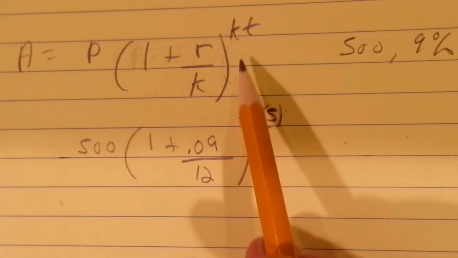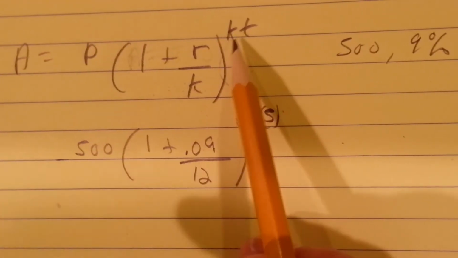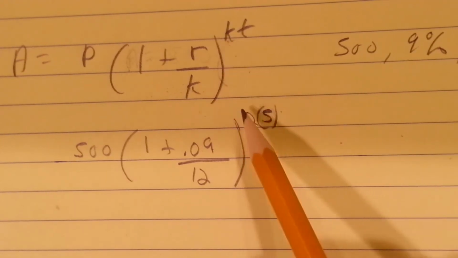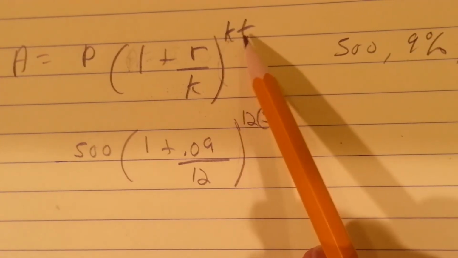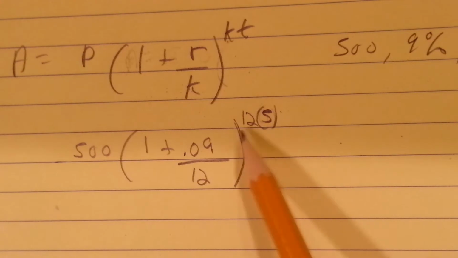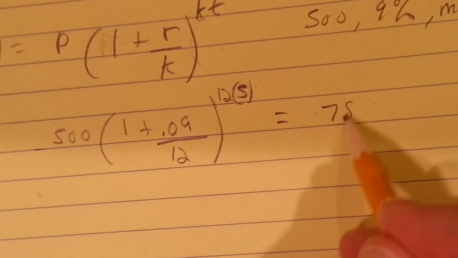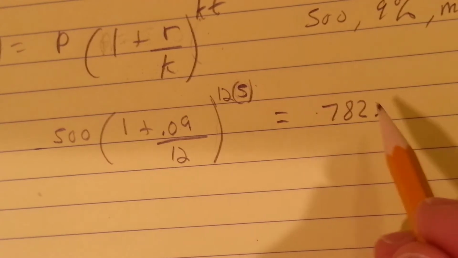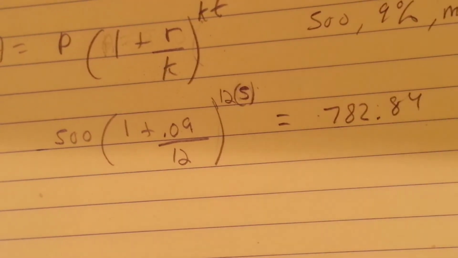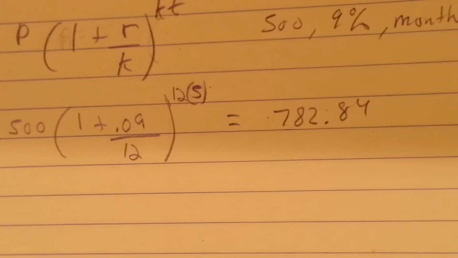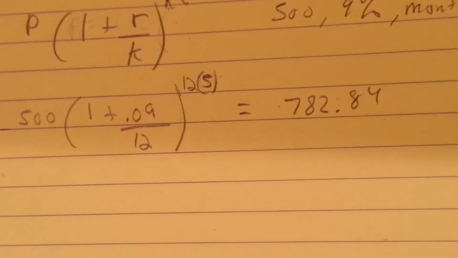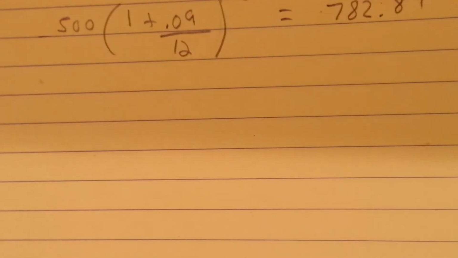K is how often per year it's figured out. In this case, it's monthly, that's 12. And then we're going to do it for 5 years, so that's going to be 60 months. If you put this in your calculator, you'll get $782.84. So that's what $500 in the bank can do for you over a couple of years, and that's a high interest rate. You're not going to see that in today's economy.